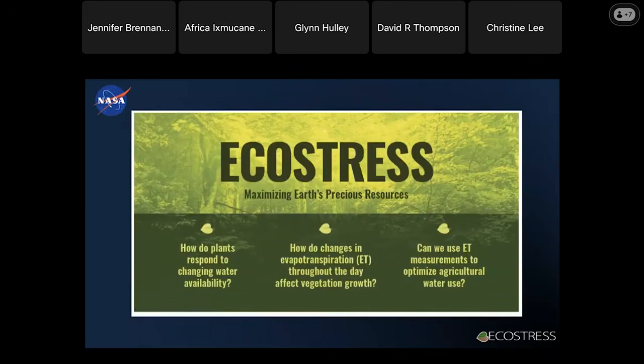So the prime mission goals for ECOSTRESS are to explore these three primary science and application questions, namely understanding how plants respond to changing water availability, leveraging the unique precessing orbit on the International Space Station to look at ET at different times of day and how that relates to vegetation growth and condition. And then in our third area, we're looking at how we can better leverage ET measurements to support agricultural water use and decision making.